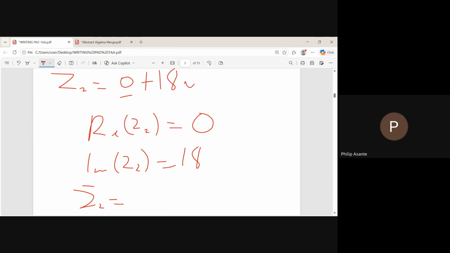0 minus 18, which is negative. 0 minus 18i, which is the same as negative 18 what? I. That's what I said. Are we clear?